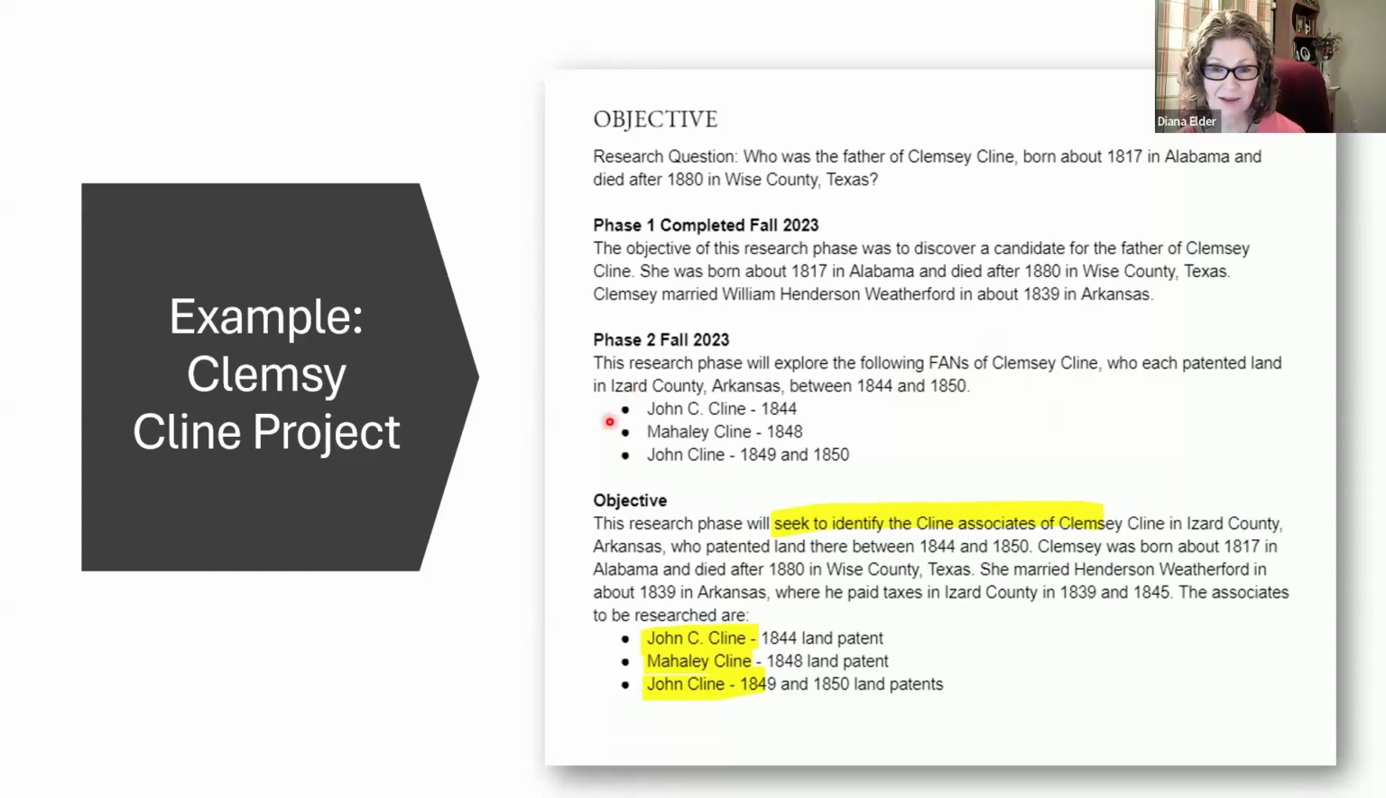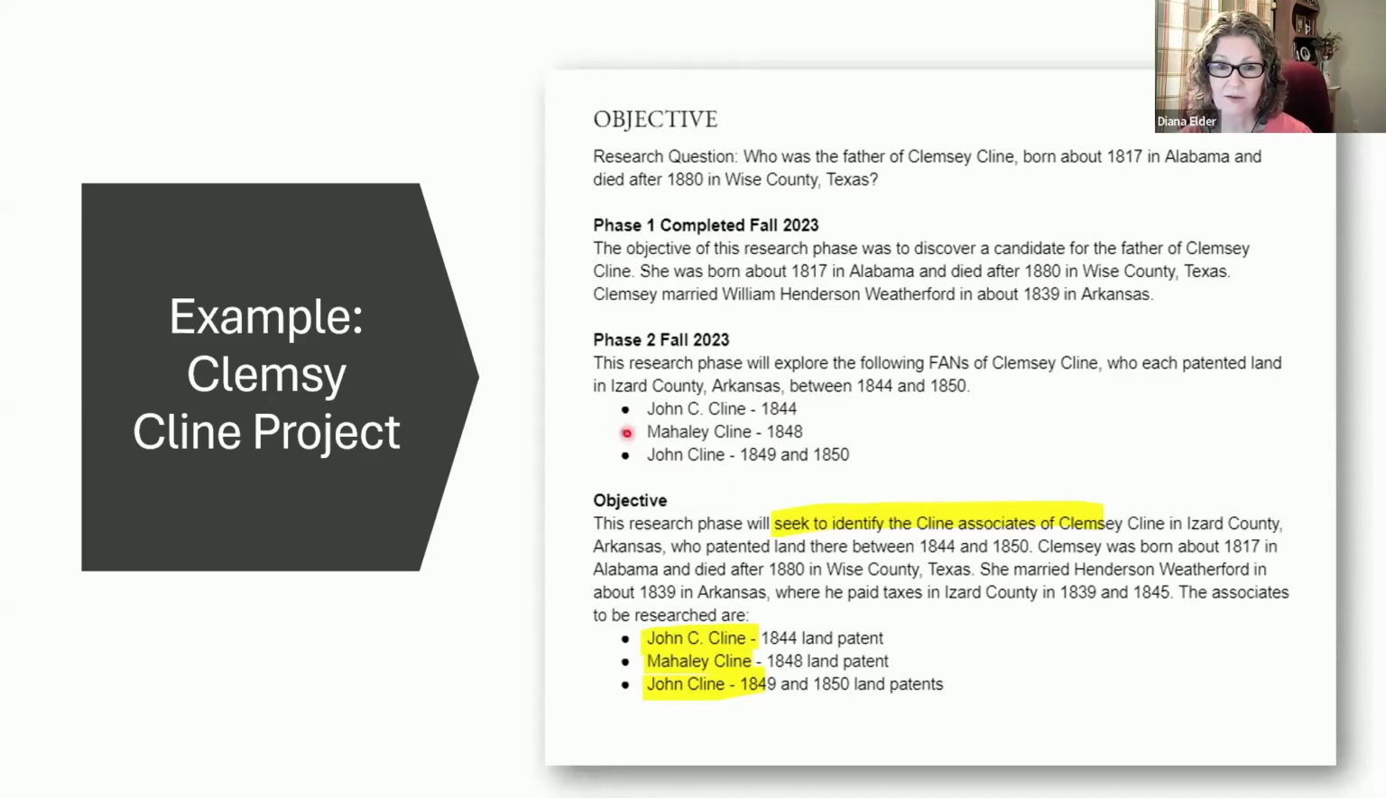Now, the tricky thing about this locality, Izard County, Arkansas, is that it is a burned county. The courthouse burned in the 1870s during Reconstruction, or I think it burned in the Civil War and then again in Reconstruction, anyway. All these records that would have been so helpful for this project were lost, except for federal land patents, which were a different jurisdiction, and the tax records, which had been sent to the state. So I had a pretty limited group of records, but these people had all patented land. And I thought, let's see if we can find out any more about them from the available records and see if I can find any connections at all to Clemsy.